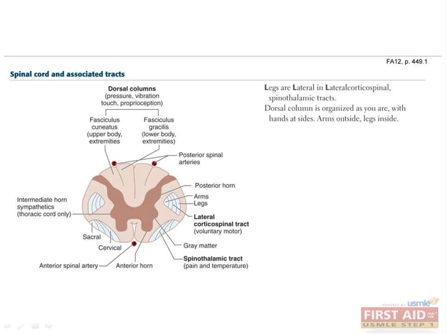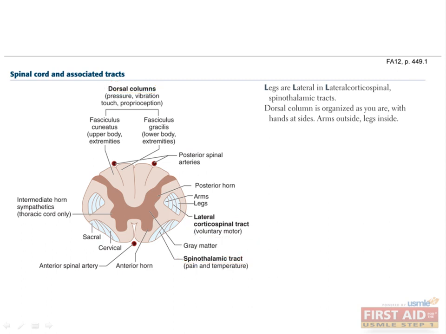We're going to cover spinal tract anatomy and functions as we review these tracts. There's 1 motor tract and 2 sensory tracts that you need to know. The motor tract is called the lateral corticospinal tract and mediates voluntary movement of the arms and legs. The dorsal column medial lemniscus is one of the 2 sensory pathways. It mediates pressure, vibration, touch, and proprioception. The spinothalamic tract mediates pain and temperature.